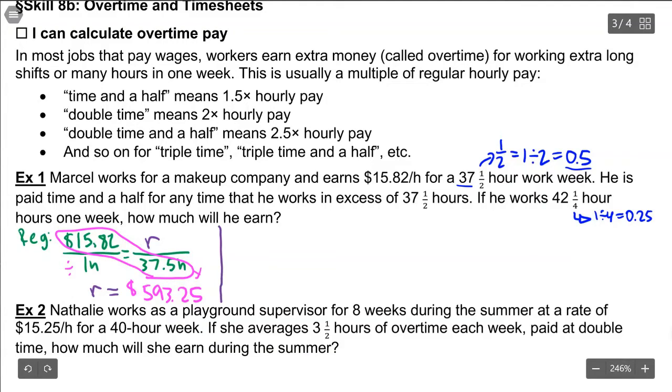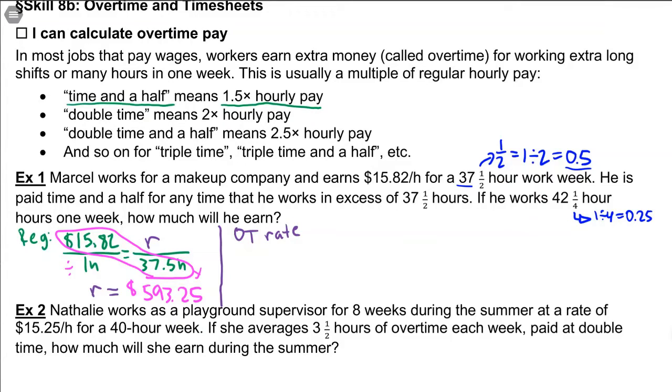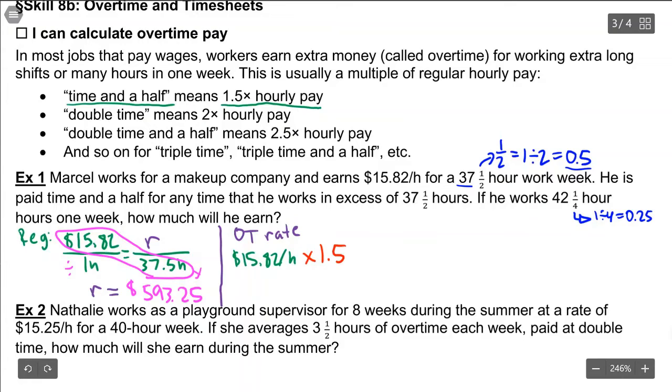Now, why might he want to stay extra? It's because his employer is going to offer time and a half. So let's figure out his overtime rate. Now remember, time and a half literally means 1.5 times his hourly pay. So we're going to take his hourly pay of $15.82 per hour, and we are going to literally multiply that by 1.5. And so his overtime rate, once you plug it into a calculator, is $23.73, but that's still a rate, so it's still dollars per hour.